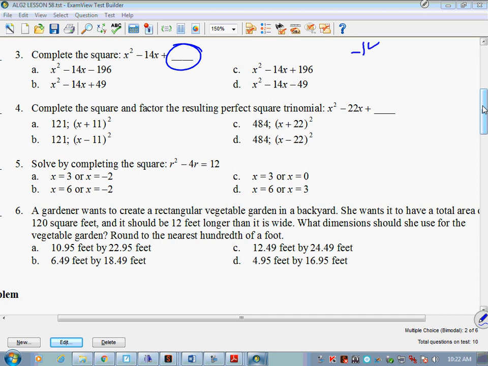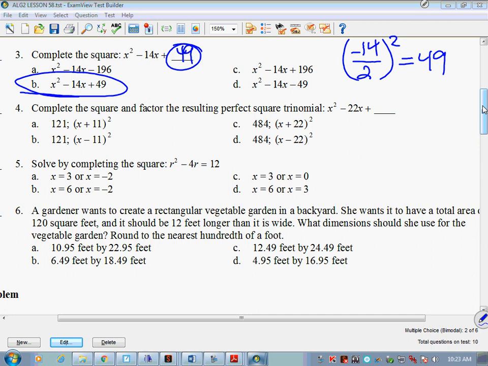Yes, except it's not just 14 divided by 2, it's negative 14 divided by 2, and that answer squared. Okay, what's negative 14 divided by 2? Negative 7. What's negative 7 times negative 7? 49. Because this equals 49, we're going to put 49 right there. So we get x squared minus 14x plus 49.